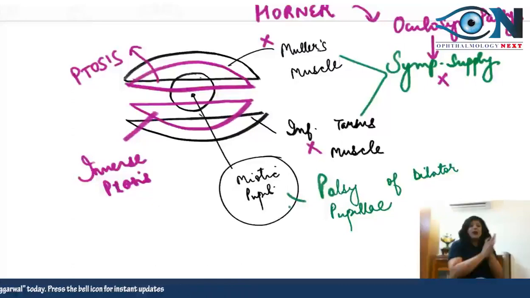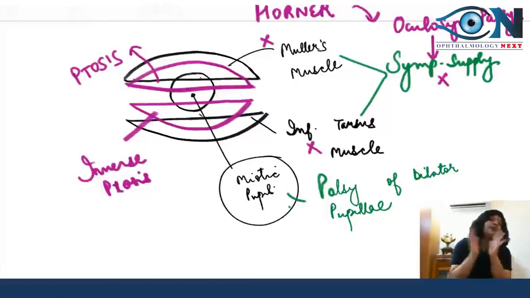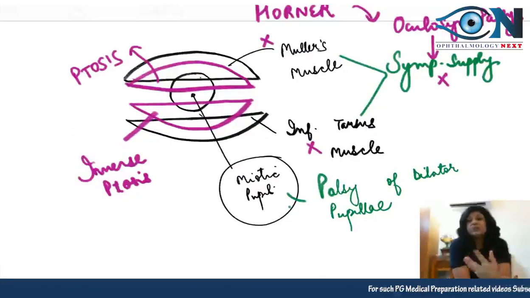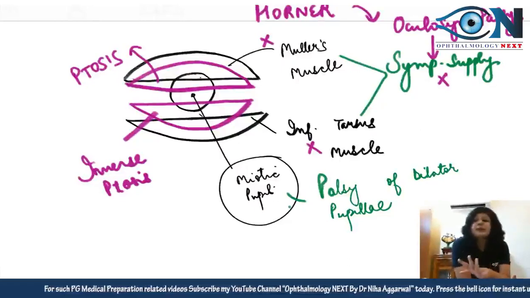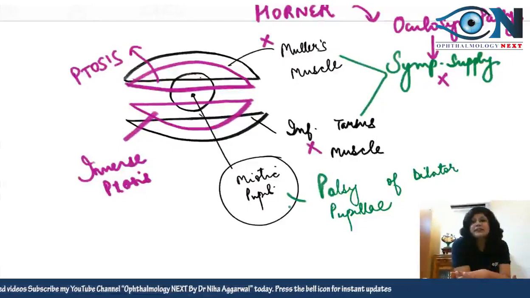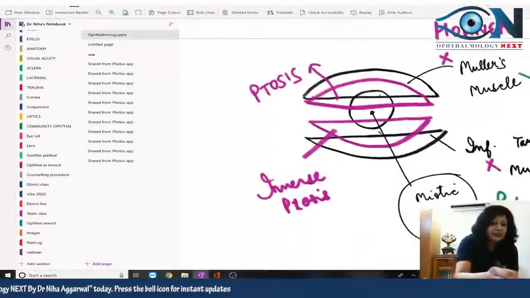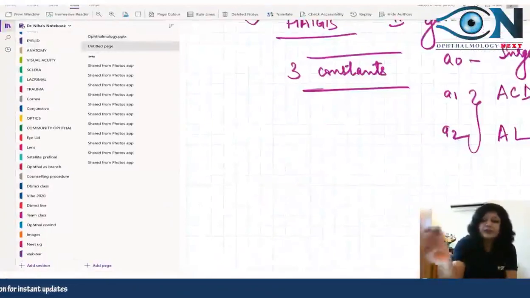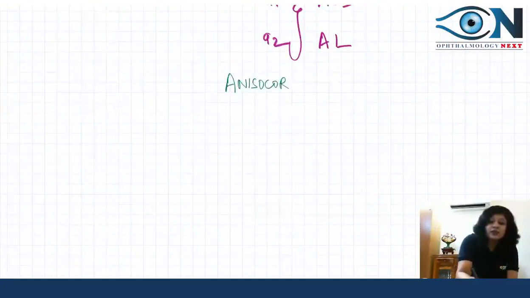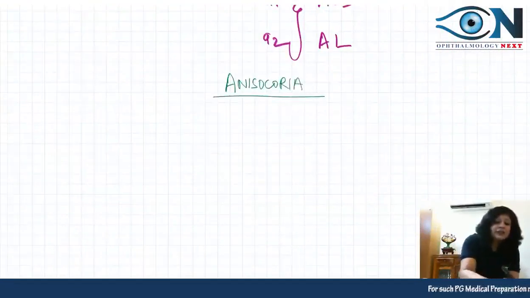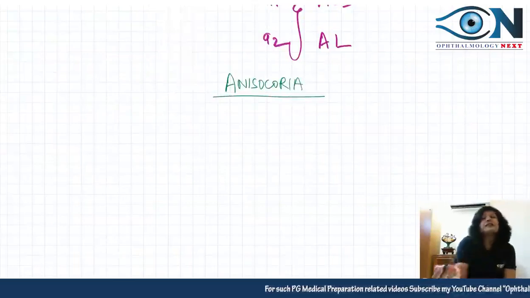Now let us discuss a flow chart that will help you in reaching this. We have understood that it is due to the absence of dilatation, because we have the dilator pupillae muscle paralysis, and that is why we are getting this. So let us discuss that. Now see here, whenever you have anisocoria, try to understand, whenever we have anisocoria.